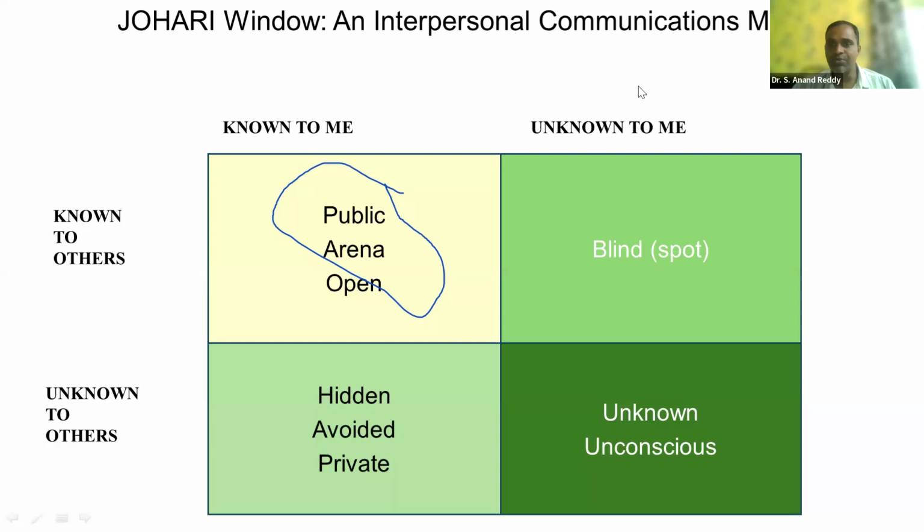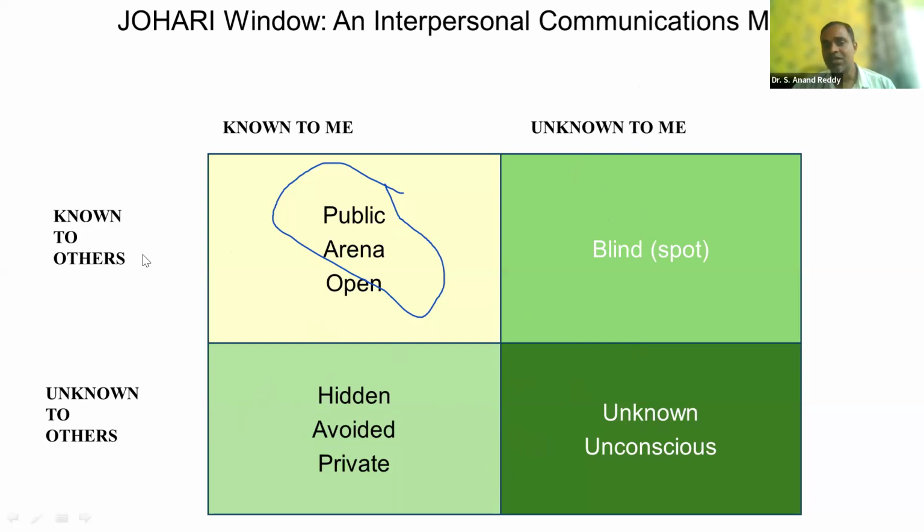If you look at unknown to me, I don't know about myself, but everybody knows. Somebody is a good singer. The person does not know, but others feel that they are a very good singer, and then they discover it in some function. So that becomes unknown to me. Then there are some things only you know about your privacy, or certain things which others do not know. You never had a chance to display that. And the fourth one is unconscious or unknown, where people do not know.